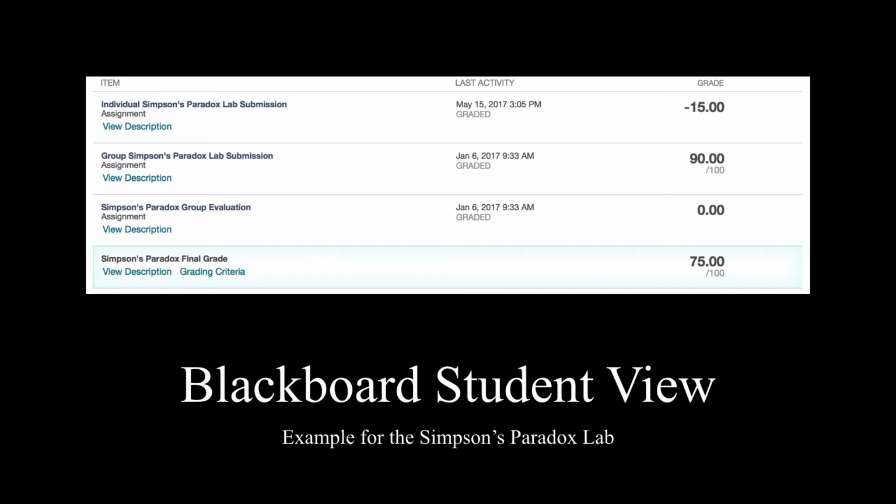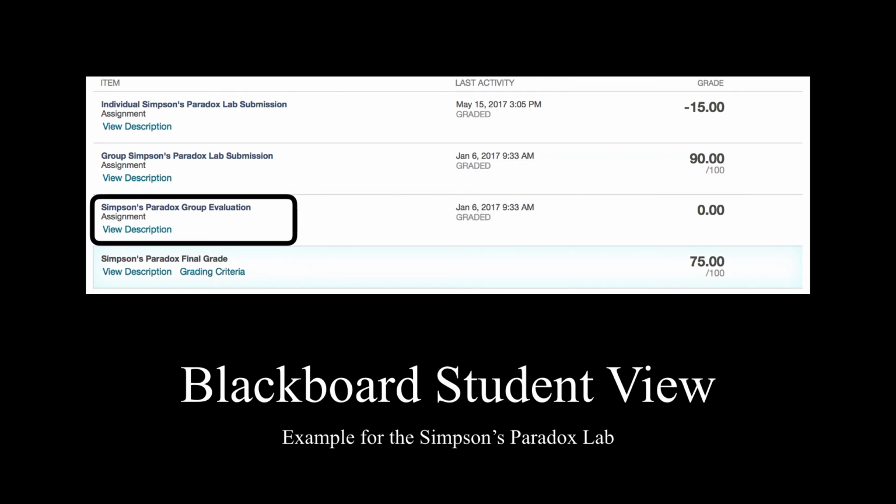Now we'll look at an example student's Blackboard. This example is for the Simpson's Paradox Lab. You will see the 3 components: the individual lab, the group lab, and the group evaluation. Let's start with the individual portion. This student received a negative 15, which means they had 15 points deducted. The group submission, in this row, shows the entire group received a 90.